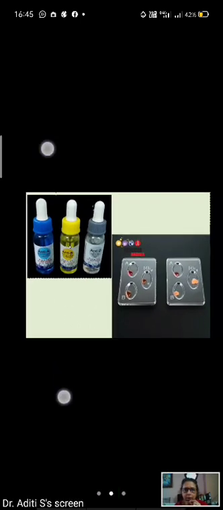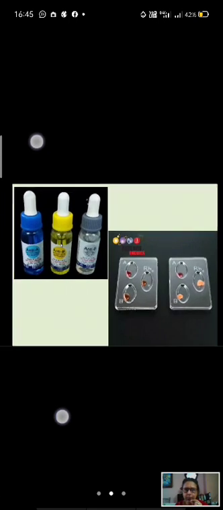These are the antisera which are commercially available. You see this antisera: anti-D is colorless, anti-B is light yellow in color, and anti-A is blue in color. These three antisera are used. These antisera are actually colorless, but artificial color is used here.